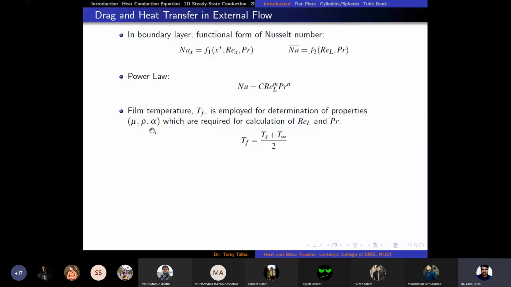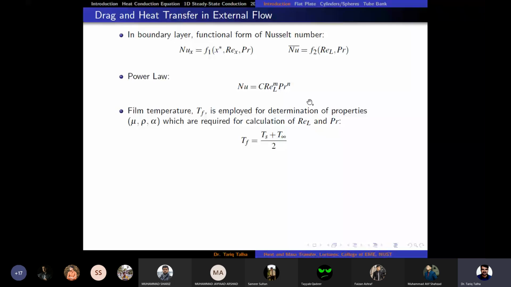Because we cannot use either T infinity or Ts, the best possible thing to do is to take the average of these two extreme temperature limits, Ts and T infinity, and then determine these properties at that mean temperature. That mean temperature is called film temperature, right? So, is it clear? Clear, sir. Thank you. Okay.